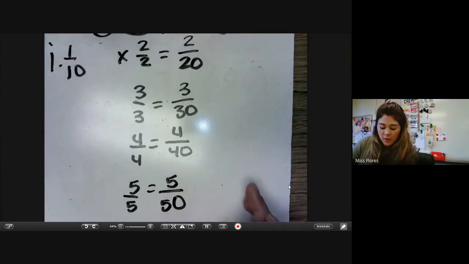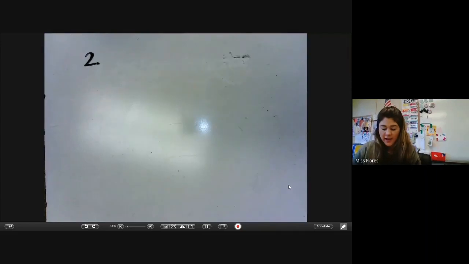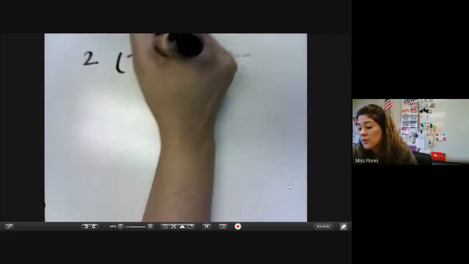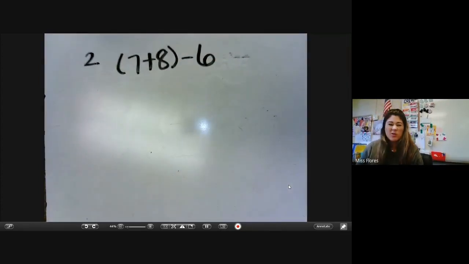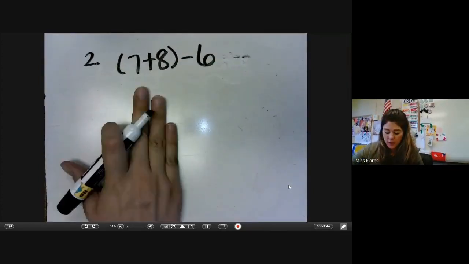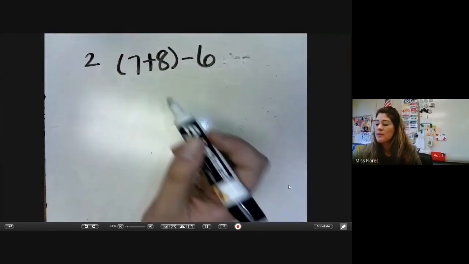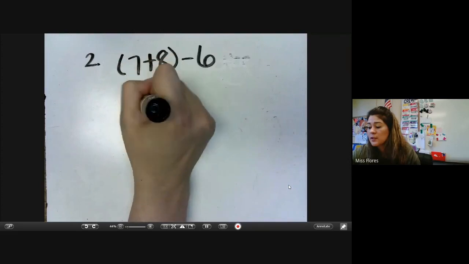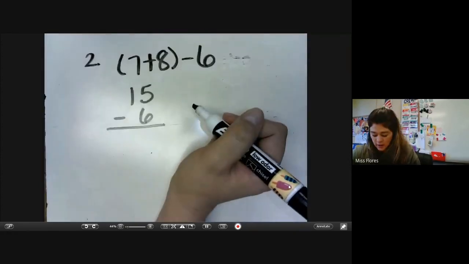All right, let's go ahead and do some homework problems. Okay, number 2, this one looks tricky. It says, what number is 6 less than the sum of 7 and 8? So the sum of 7 plus 8, and what is 6 less? That means that you need to write out an expression. So this is our expression, the sum of 7 and 8, and 6 less of that. So 7 plus 8 is 15. 15 minus 6, and what is 15 minus 6?